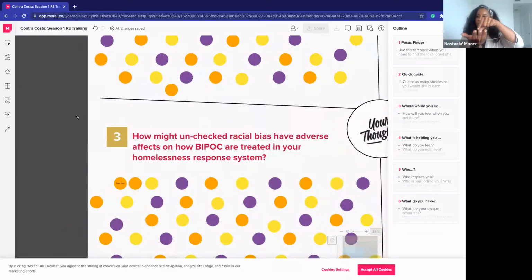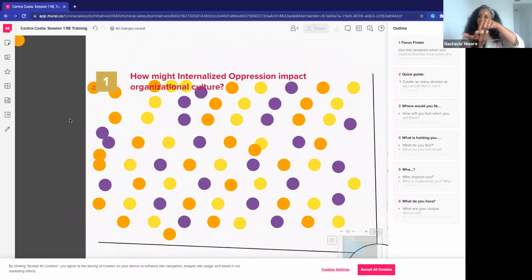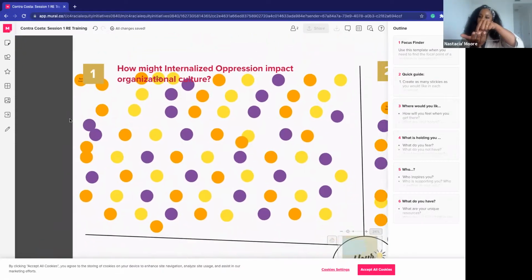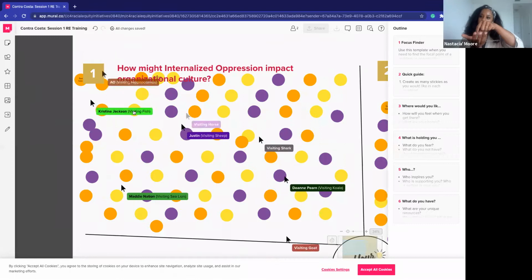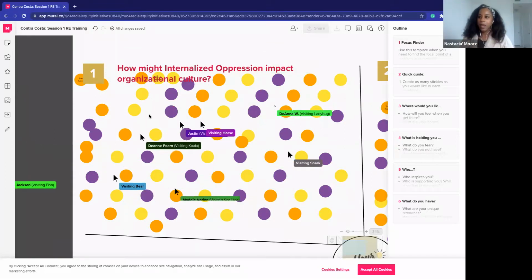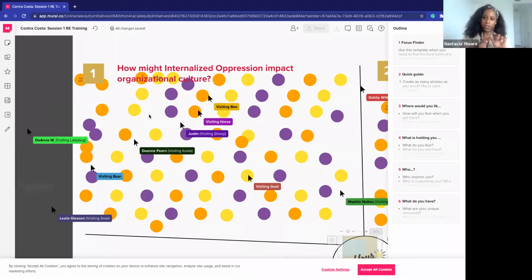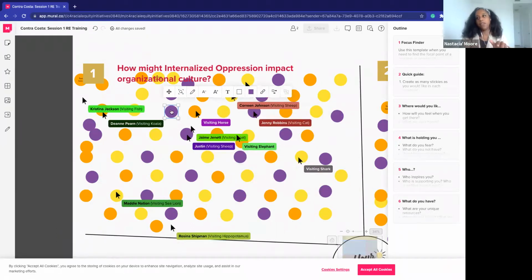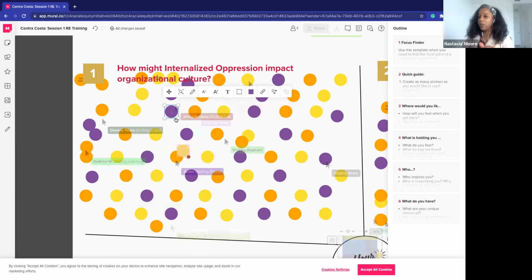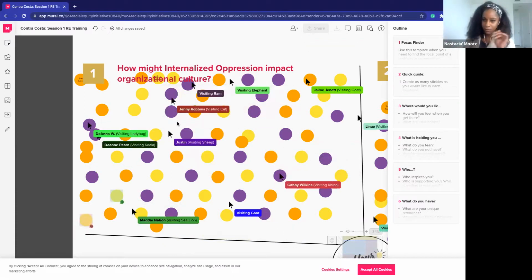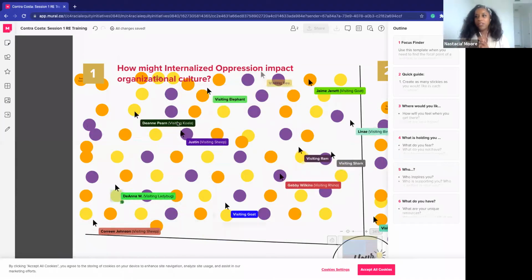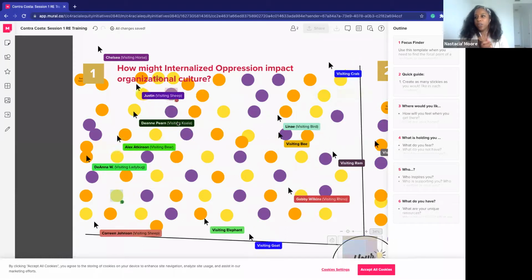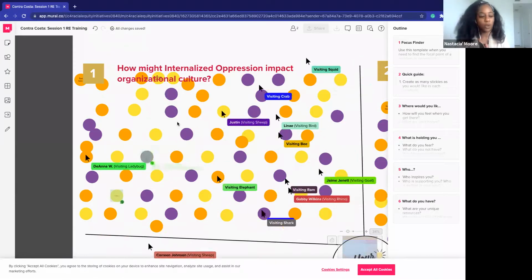So for people who cannot see or utilize the mural, you can see some of the chat functionality. So what I want you to do is just pick a dot or pick a circle, double click it, and type in your response. I know they seem really small now, but when they come out, we'll be able to actually see them. So the question is, how might internalized oppression impact organizational culture?